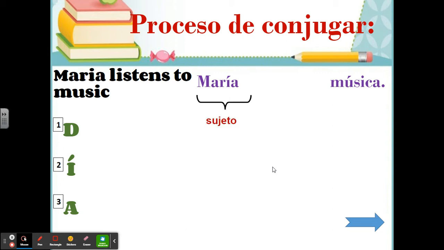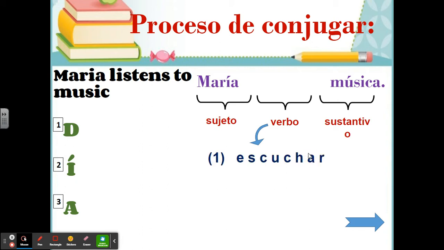So I have my subject, Maria, mi sujeto. Tengo mi sustantivo. Don't worry about that word right now, just think of it as the other half of the sentence. Now, I want to know that Maria's doing it. So hopefully you know to listen is escuchar.